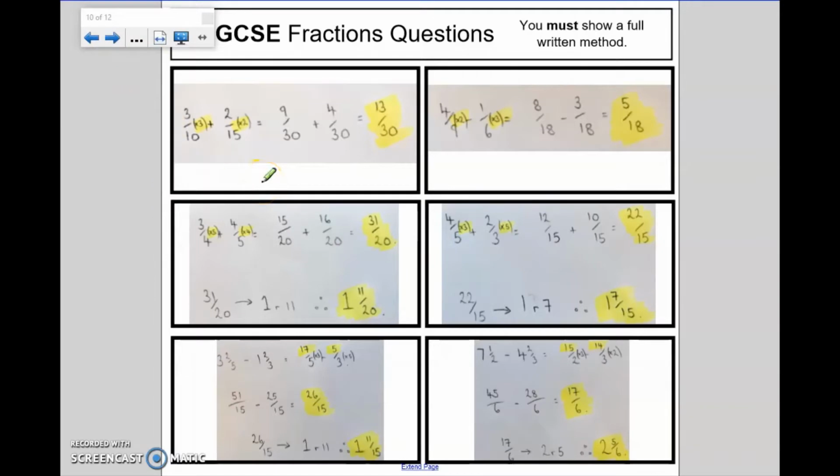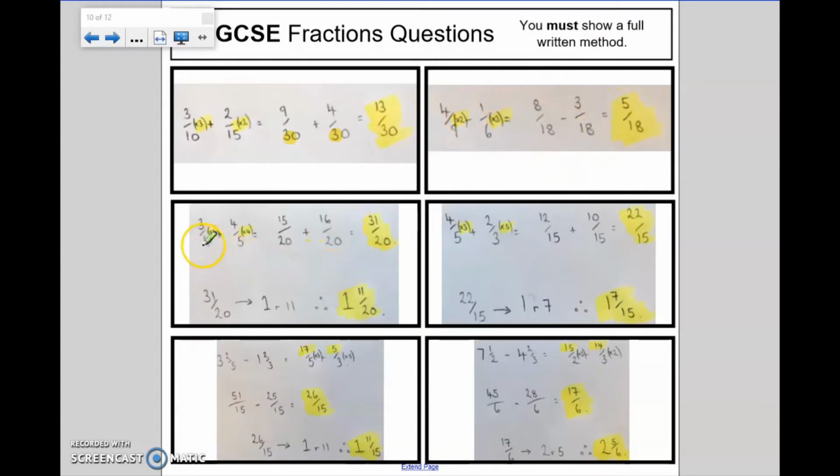Okay, so I've shown you my full working out. I've tried to highlight what I've multiplied by to get my common denominator. You can see the common denominator in question 1 is 30 and nothing needs to be simplified. Very similar for question 2.